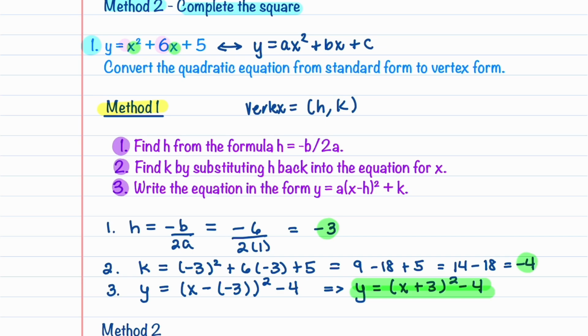Vertex form is just really nice because you can look at that equation and right away see that h is minus 3 and k is minus 4, and you know exactly where your vertex is.